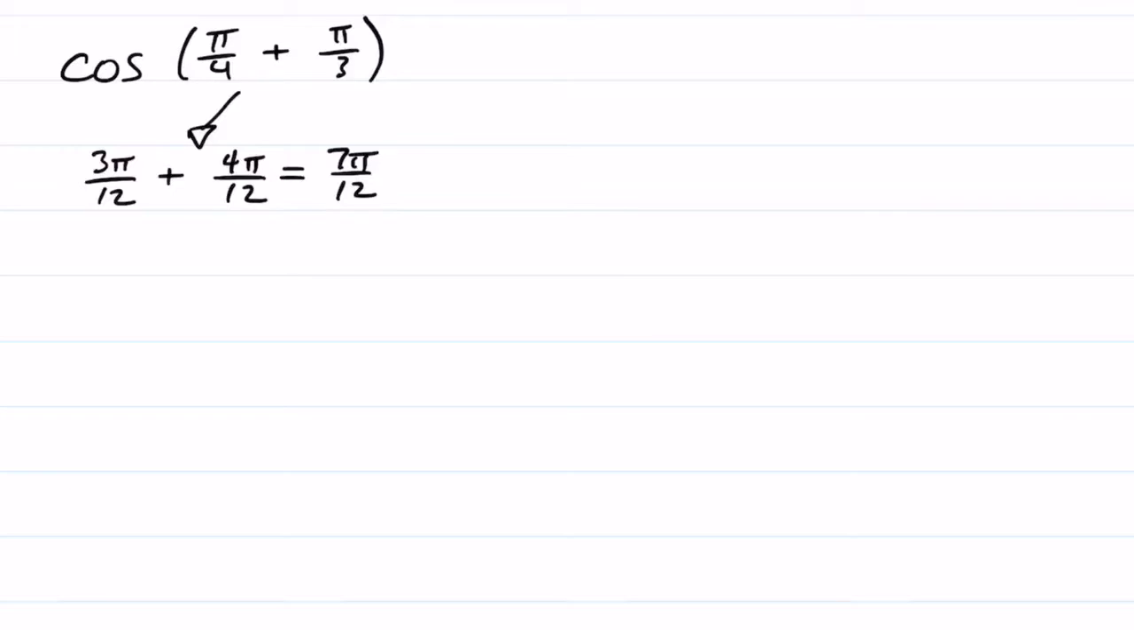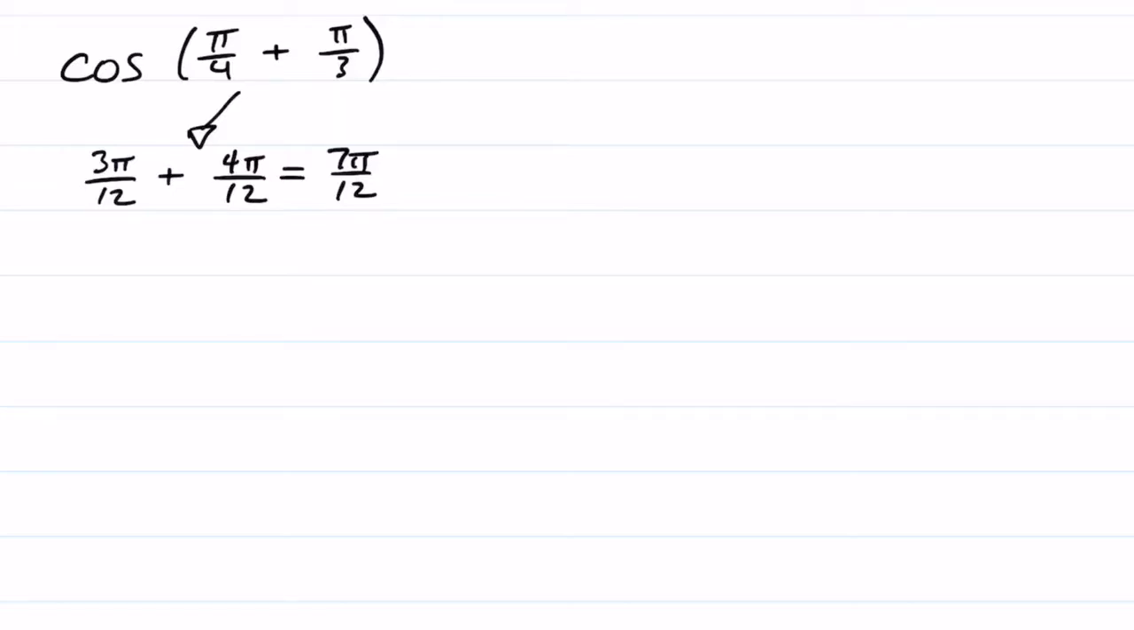So this is one where we're not doing a verification. We're actually finding an exact value for cosine of an angle that is not on our unit circle for the first time. So first thing I'm going to do, I know it's cos and it's plus.